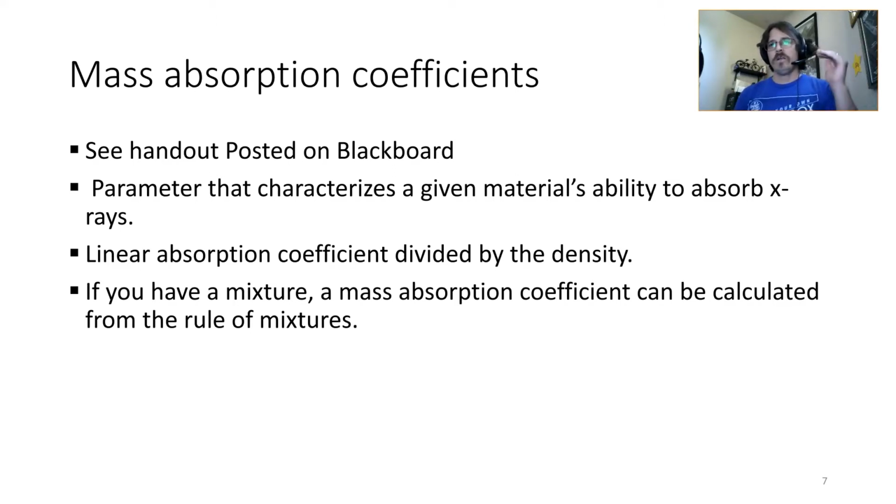If you have a mixture, mass absorption coefficients can be calculated from the rule of mixtures. Again, if you've made a new chemical compound, that new compound will not have the same density, and it will even have different mass absorption parameters or linear absorption parameters. Generally, the linear absorption coefficient and mass absorption coefficient for a chemical compound is also tabulated in its own database. The tables I'm providing on Blackboard are strictly elemental based. But I'll show you another source for this type of data.